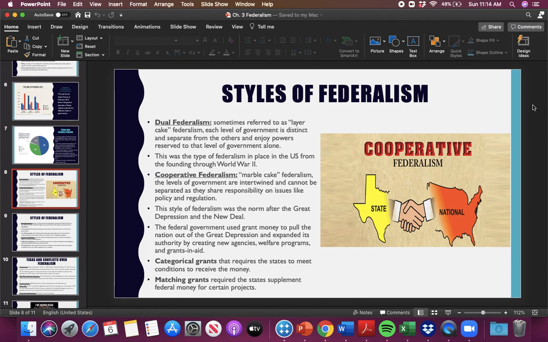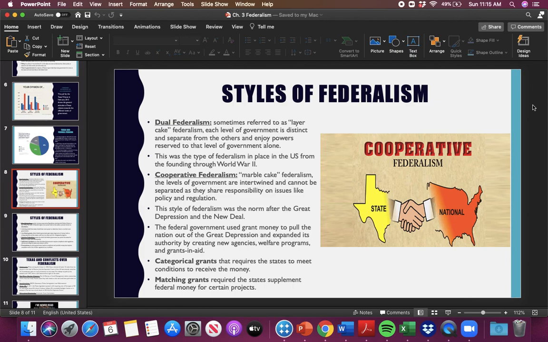And this started with the New Deal. The Depression, FDR comes in with the New Deal, expands the size of government, and uses the money of the federal government to pull the states out of the Great Depression. Unfortunately, the states did not have the money or the power to solve the depression within their states. It was only the power of the federal government that pulled us out of the Great Depression, on top of World War II as well.